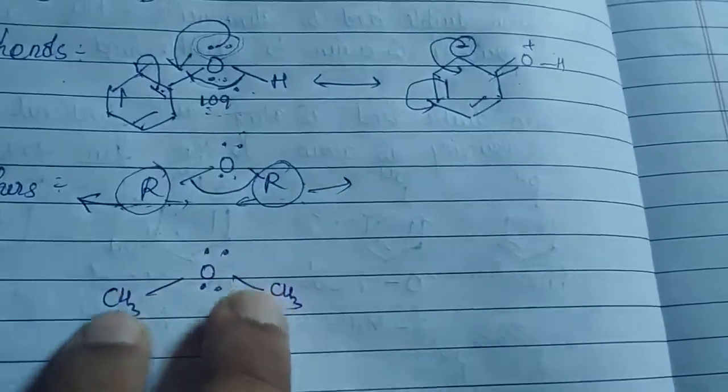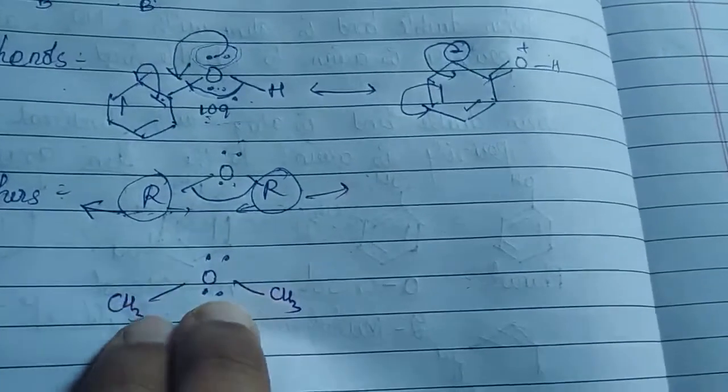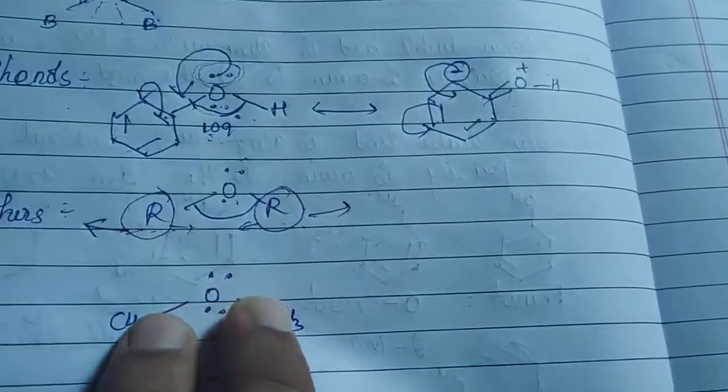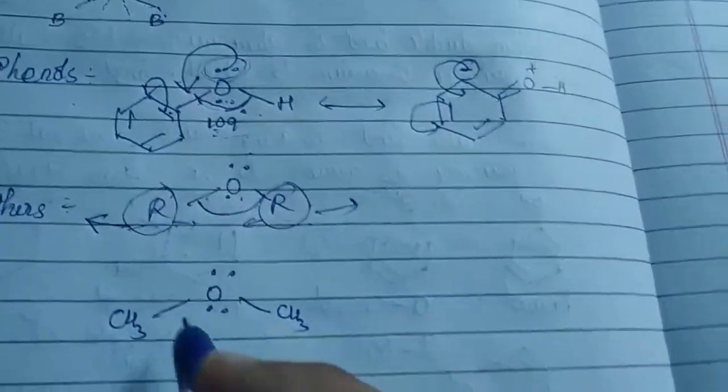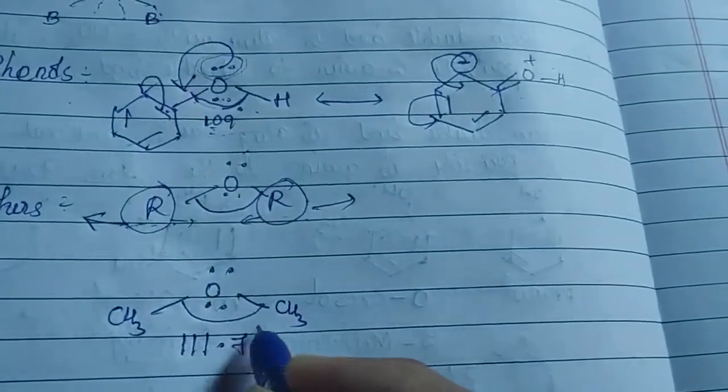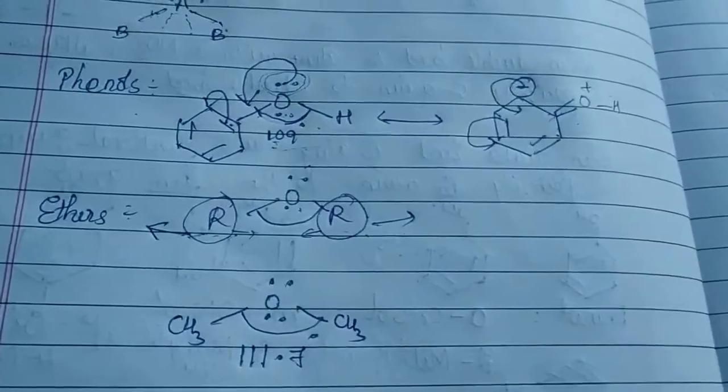Due to this steric hindrance, what happens? These groups try to move away from each other. So when they try to move away, of course, the bond angles also increase. So that is the reason what we can observe over here. It will be having nearly 111.7 degree. Are you able to understand?